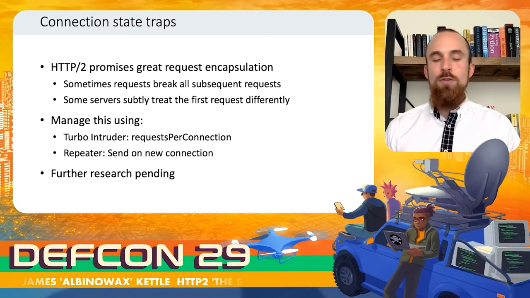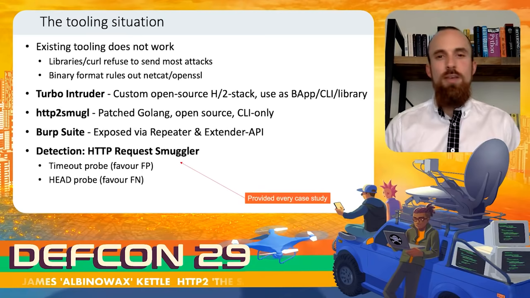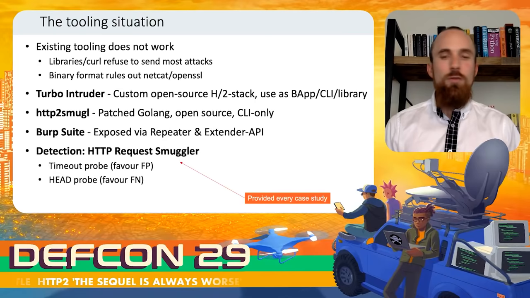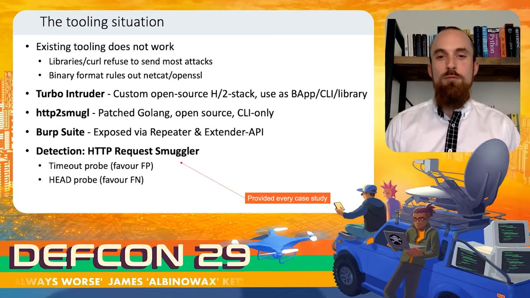And I'm going to be doing more research on this because I think there's some cool stuff hidden behind the scenes there. The tooling situation in H2 is a bit of a mess. Because H2 is a binary protocol, you can't simply use something like Netcat or OpenSSL to speak it. You need to code your own client. But coding your own client is a huge amount of work because it's so complex, so really you need to use a library. But actually, libraries will refuse to send the kinds of malformed requests that we need to send in order to trigger these vulnerabilities.